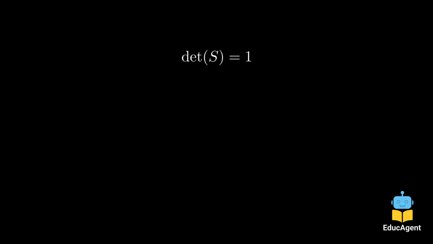Because S is lower triangular with 1s on the diagonal, its determinant is the product of the diagonal entries, which is 1. A non-zero determinant means S is invertible, so there is a pivot in every column and the columns are independent.